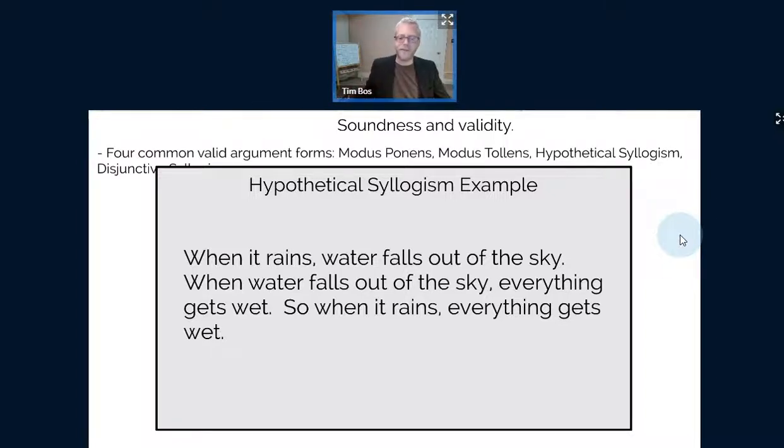Silly example. No one would actually really argue this, right? Sometimes these argument examples that we use, myself included, but this is a widespread practice, a lot of times the toy examples are not something anyone would actually argue about, but the point is to show the logical structure, right? That's the point of it. And this has the logical structure of a hypothetical syllogism like that, right? When it rains, water falls out of the sky. When water falls out of the sky, everything gets wet. If both of those things are true, then it would follow logically, when it rains, everything gets wet. Okay. Silly example, but hopefully you can see that the conclusion logically follows from those premises.